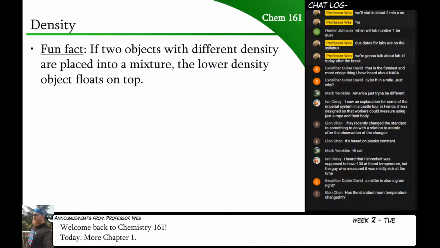Do I have the density column video? I might as well show the density column video because it's just really neat to see this.